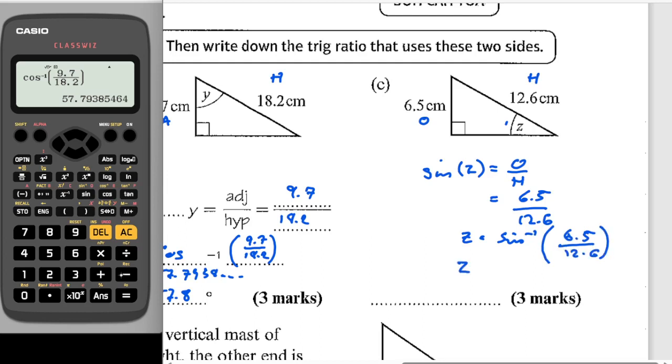So going more accurate than asked for in the question, sine to the minus 1, type it in as a fraction, 6.5 over 12.6, is going to be equal to 31.0558 dot dot, so to three significant figures, 31.1.